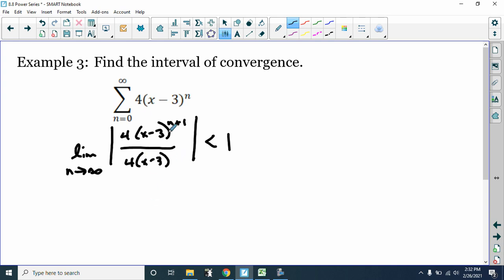We need to simplify what's inside here. We can cancel our 4s. I left my n off here, sorry. x minus 3 to the n plus 1, we're going to write as x minus 3 to the n times x minus 3 to the first.